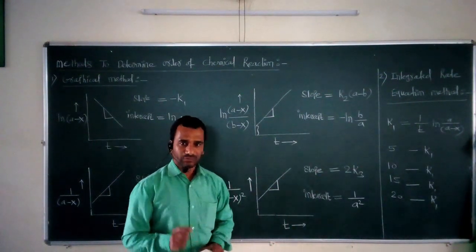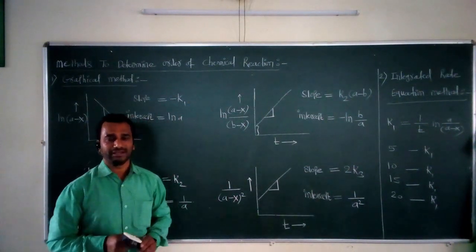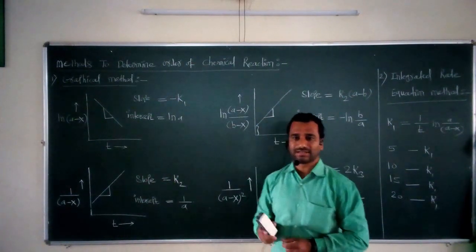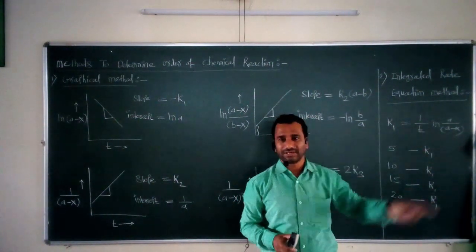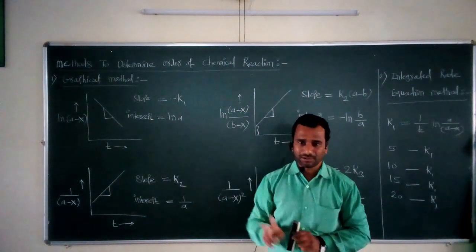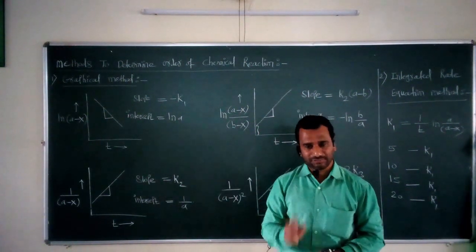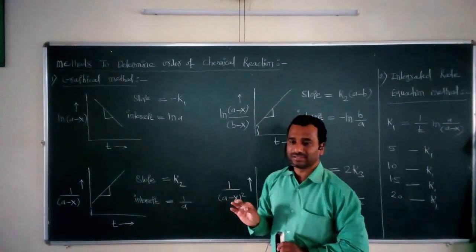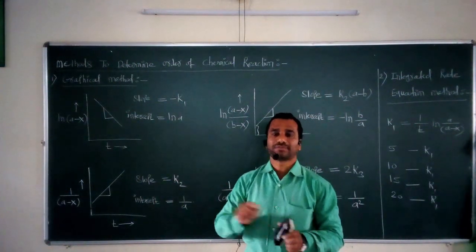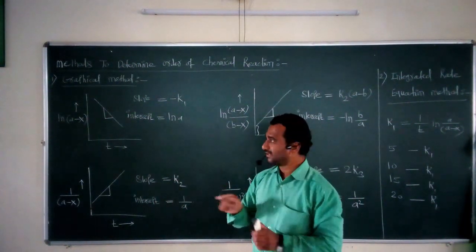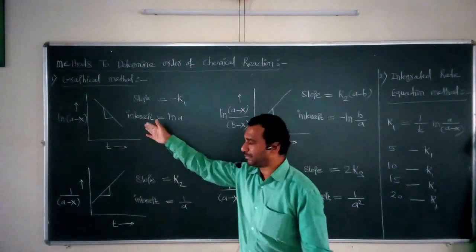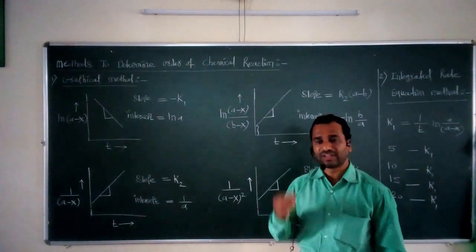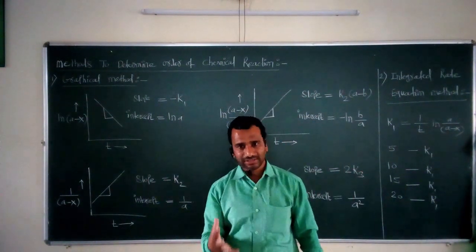So today we completed two important methods for determining the order of a chemical reaction. First is the graphical method and second is the integrated rate equation method. In these two methods we have to take two different forms of an equation. In the first, graphical method, we take the integrated rate equation in the form of the equation of a straight line. By considering that equation, you plot the four different graphs. By obtaining such graphical representations, you may conclude the order of a particular chemical reaction.